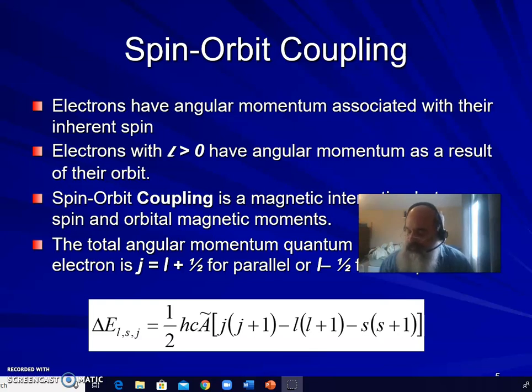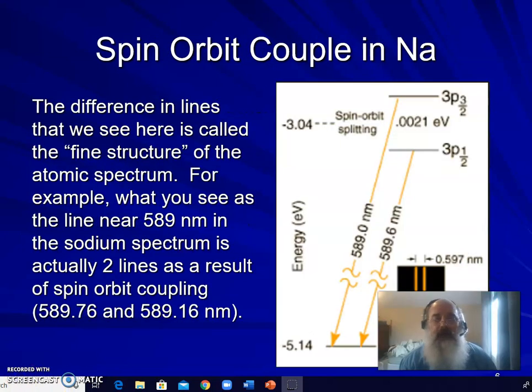This means that in hydrogen we would see shifts of about 4/10 of a reciprocal centimeter that are caused by spin-orbit coupling. In lead, we can see thousands of reciprocal centimeters because this A becomes so large. An example of where we see this is in sodium.